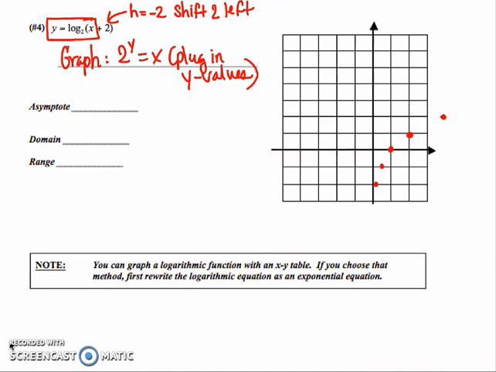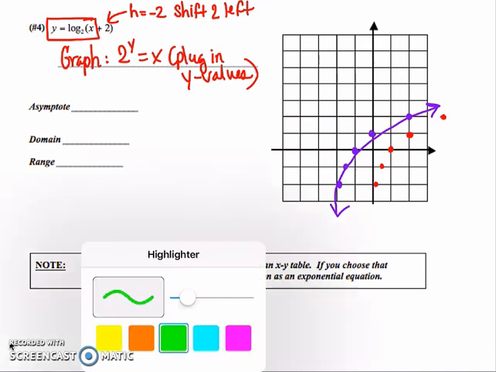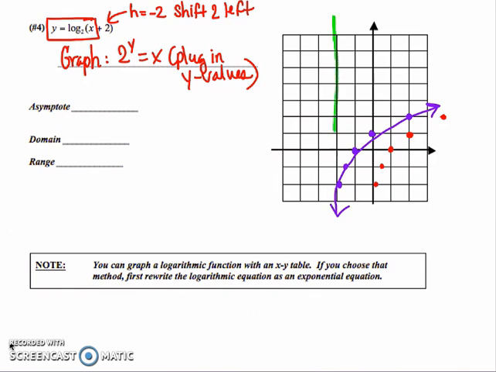So now if I'm shifting everything 2 points to the left, that is going to be my final graph. If I just move everything over 2 points to the left, that is what my final graph is going to look like. So you can see that my asymptote is moved. My asymptote is now the vertical line at x equals negative 2 right there. That's because I had that horizontal shift 2 to the left. So my asymptote is at x equals negative 2.